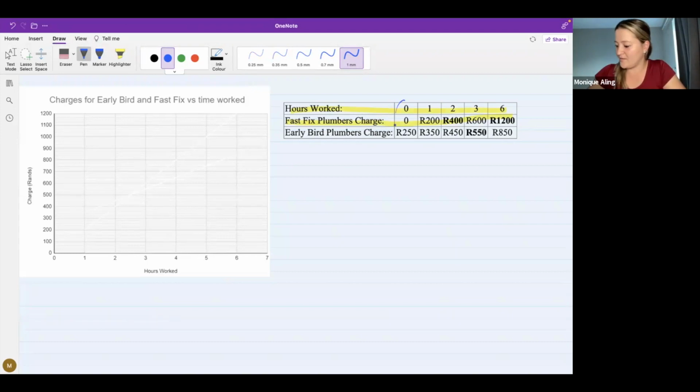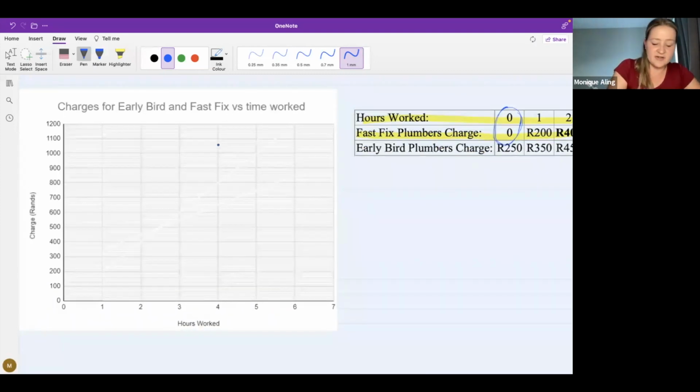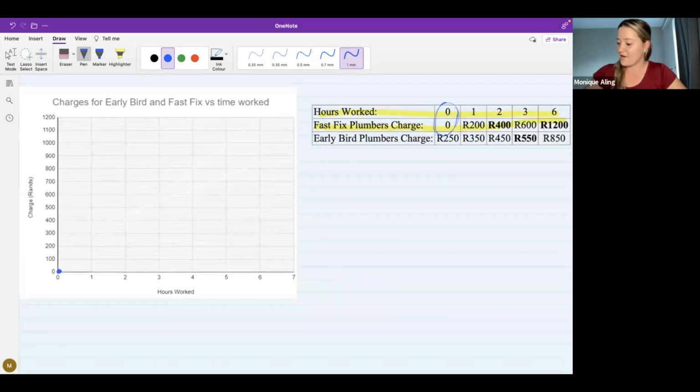Looking at the first 2 points, we've got 0 and 0. So on our graph, zoom in a little bit, we've got 0 and 0 as our first point. Then we have 1 and 200. So we look for 1 hour and where it intersects with 200, which is over there. Then the next point is 2 hours. So we find 2 hours on the graph and see where it lines up with 400.